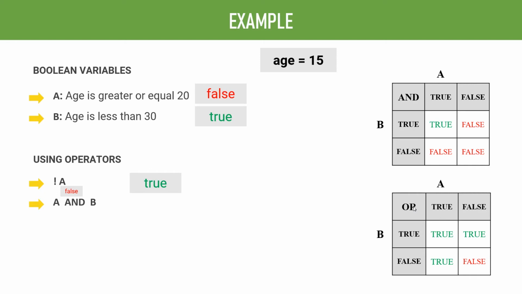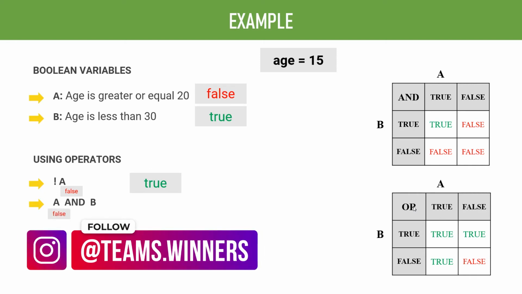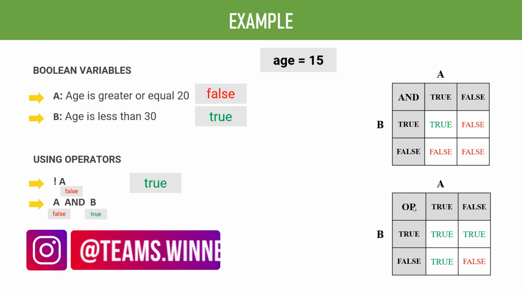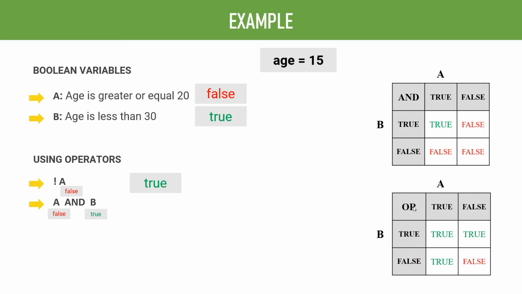Next one, we have A AND B. Now we already know that A is false and B is true. I'm just putting these values here again to make it a bit easier to follow, okay? So we have basically false AND true. So from looking at our truth table here on the right side, we can easily determine that the result of this must be false. And that's exactly what we learned before. When we have the AND operator, it's enough for one of the operands to be false to make the result of the operation also false.